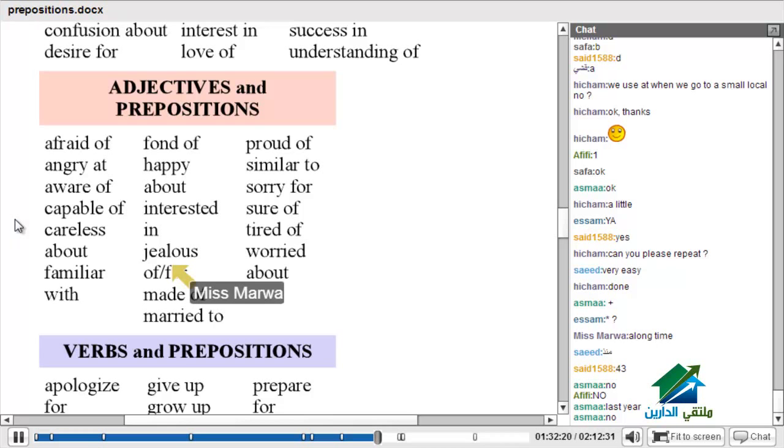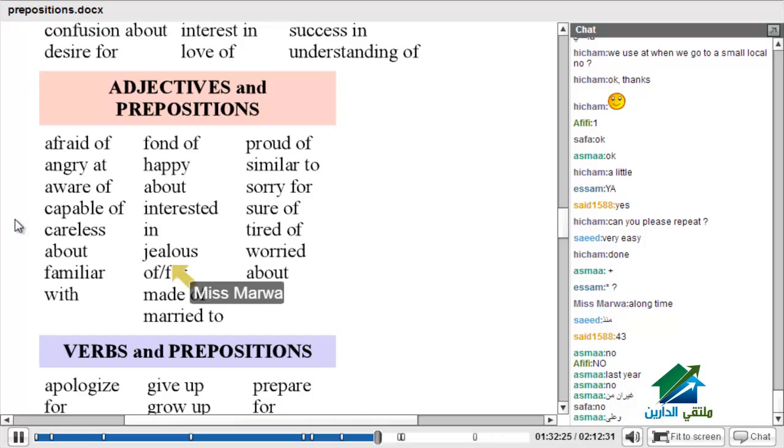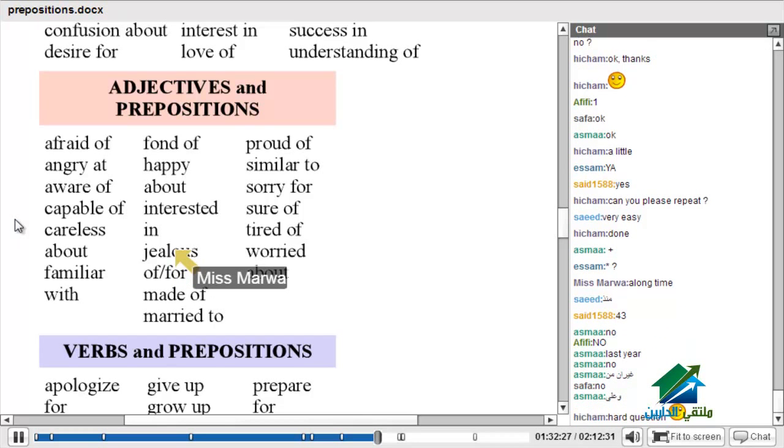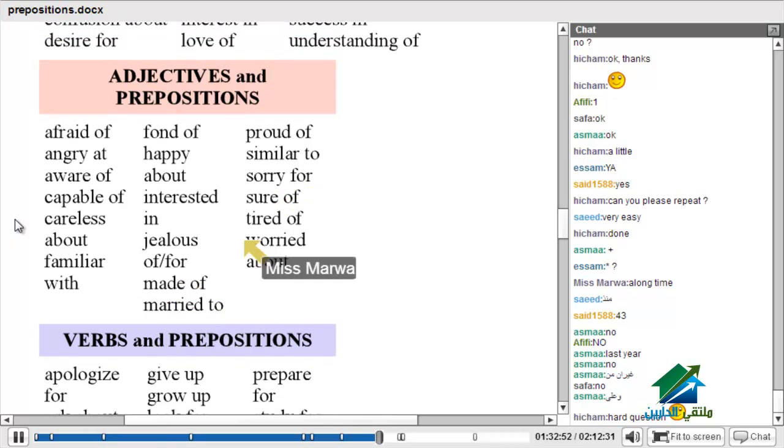No one knows? Jealous of. Okay, you are speaking about someone. No, it's not that. Jealous of, everyone, is the ordinary jealousy between people, being jealous of someone. But jealous for is being protective over someone. Okay, the baby is jealous for his mother. Okay, being protective over someone. Don't be confused. Made of, married to, sorry for, sure of, tired of.